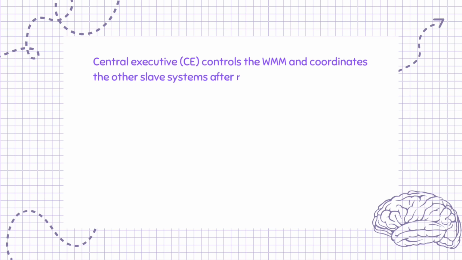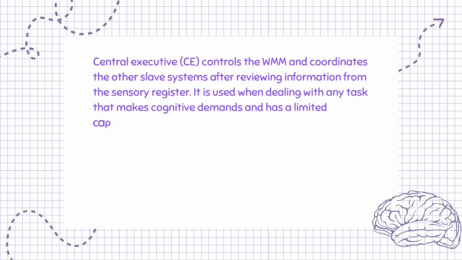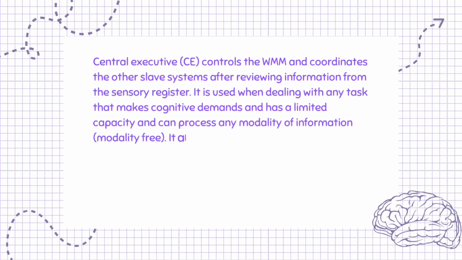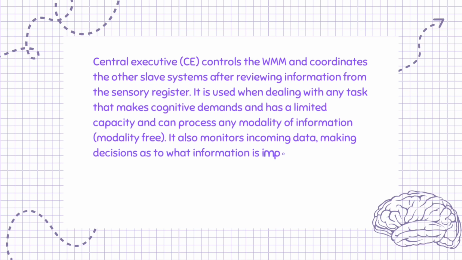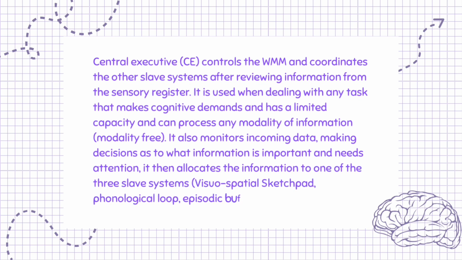The Central Executive, CE, controls the WMM and coordinates the other slave systems after reviewing information from the sensory register. It is used when dealing with any task that makes cognitive demands and has a limited capacity and can process any modality of information, modality-free. It also monitors incoming data, making decisions as to what information is important and needs attention. It then allocates the information to one of the 3 slave systems: visuospatial sketchpad, phonological loop, episodic buffer.